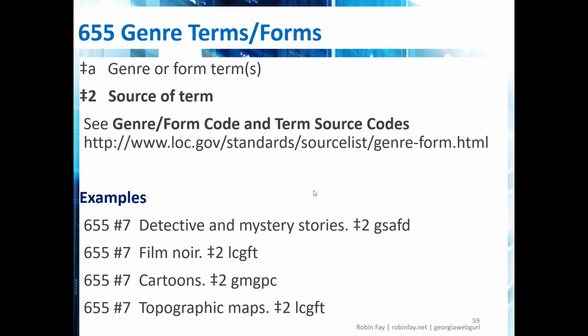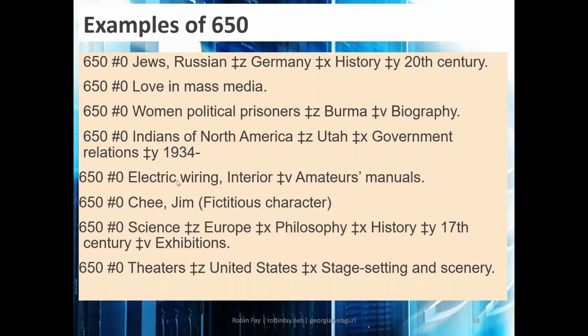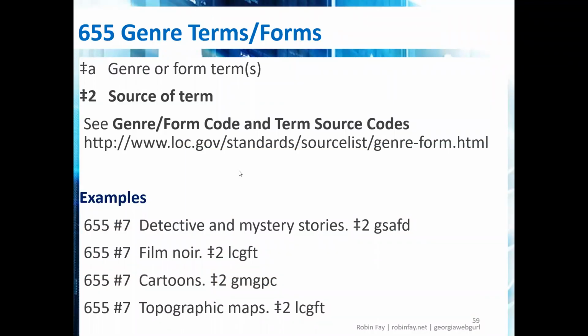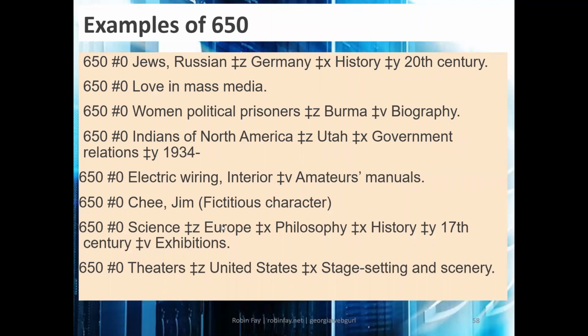Genre terms and form terms, there's actually a list here, and I've given you the link to the list. You pick off the list. It's pretty short, but this is where you include things like film noir or cartoons or biography, something about the form or the nature of it. So 650 subject headings are what the resource is about. Genre terms are something about the nature of it, and then the form term is very similar to the subfield V as we see in exhibitions. It is that form term.